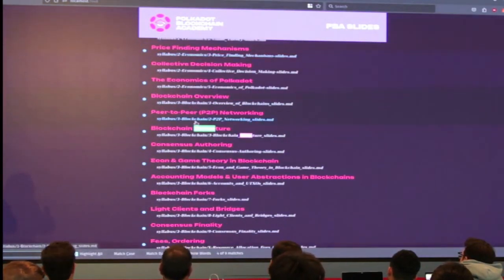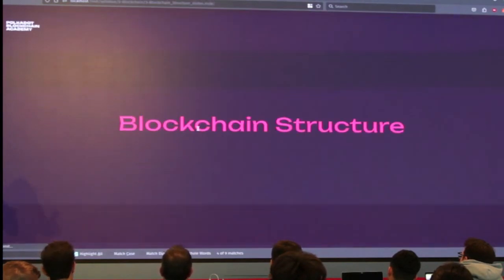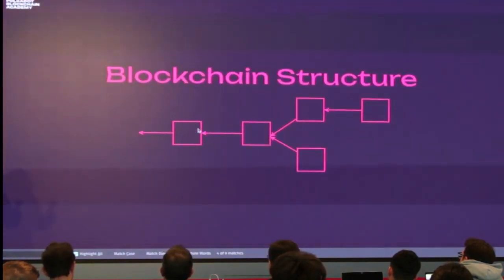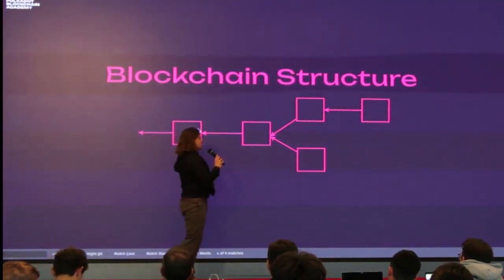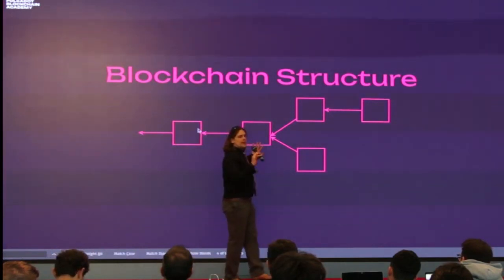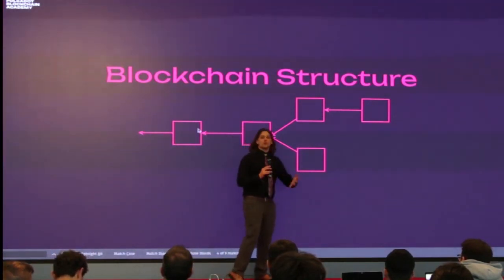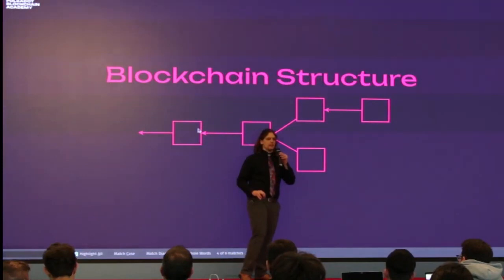There it is. Blockchain structure. Okay, actually, hey, this is a good one right here. So you have some blockchain, you send two transactions, either one is valid on its own, but they can't both go in the same history.